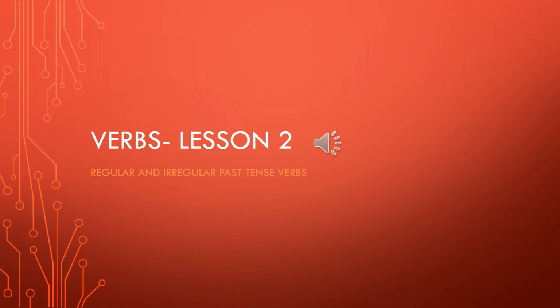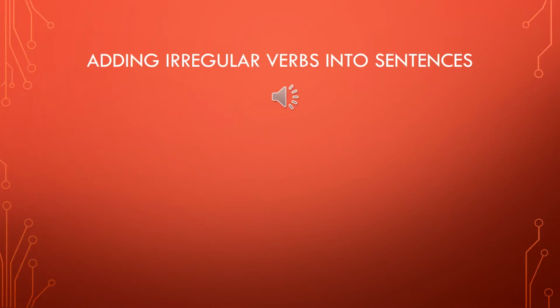Welcome to Verbs lesson number 2, regular and irregular past tense verbs. Today, we're going to start by adding irregular verbs into a given sentence. I'm going to tell you the verb and give you a sentence, and you need to put the irregular form of the verb into the blank space.